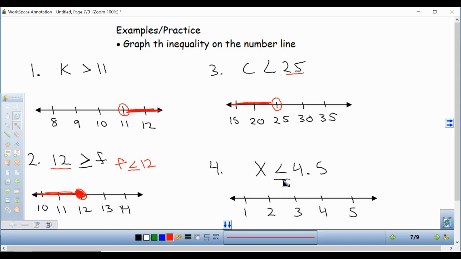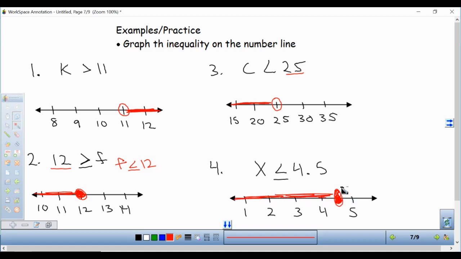And number 4, x is less than or equal to 4.5. I'm going to find 4.5 on the number line. That is in between 4 and 5. And I'm going to put a circle on 4.5. So we're going to ask ourselves, can x be 4.5? Well, less than or equal to? Yes, it can. So I will shade 4.5. And x is less than or equal to, so I will shade everything that is less than.